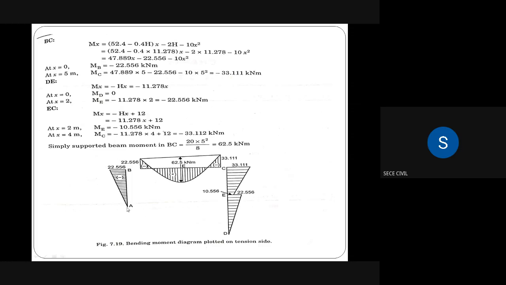Moment at A and moment at D are 0, and we give the value at point B, separately for individual spans.